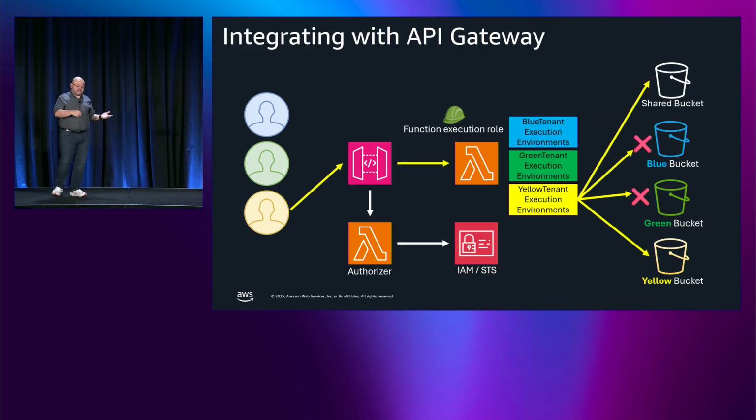And whenever the next request comes in from the yellow tenant, for example, it's served by the yellow execution environment. The yellow execution environment can access the shared bucket. Everyone can access the shared bucket. It cannot access blue. It cannot access green. It can access the yellow bucket because you have the function-level credentials and then you have tenant-scoped credentials.